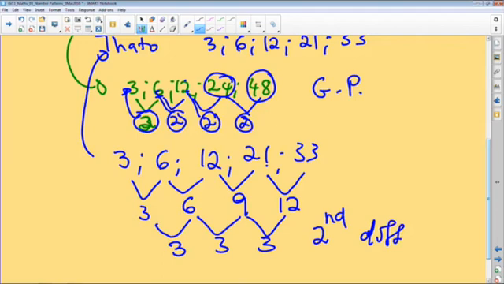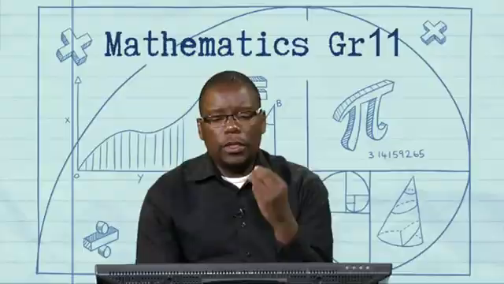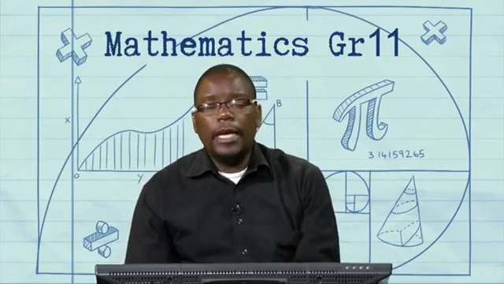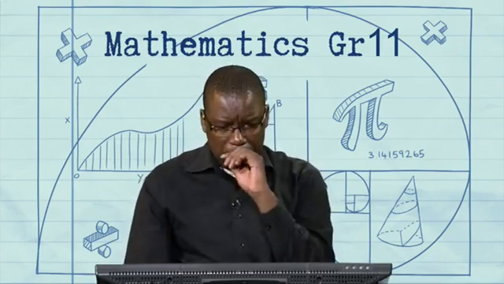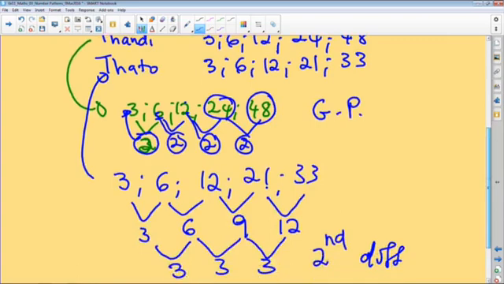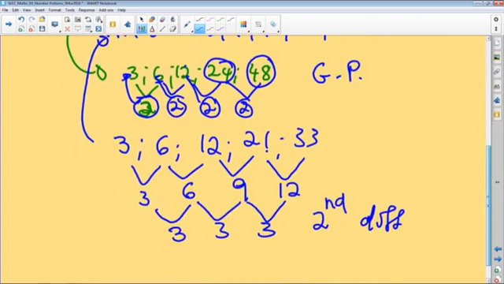So it means that these two can both be correct, because Tato's pattern, when she extends it, becomes a quadratic pattern. So it's in the form of Tn equals an squared plus bn plus c. But Thandi's one is a geometric progression, Tn equals a r to the n minus 1.